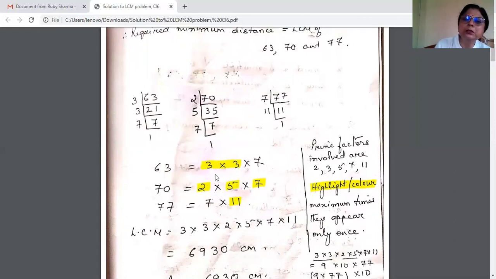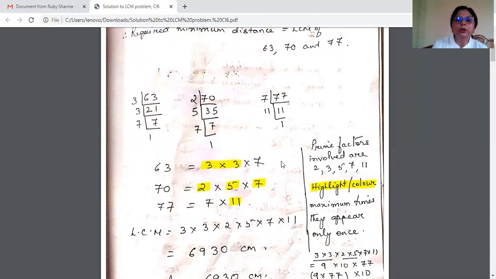I have arranged it as a product of prime factors. That is prime factorization: a number expressed as a product of prime factors. So this is 3 into 3 into 7, and it is correct also, isn't it? 3 3s are 9, 9 7s are 63. So this is the prime factorization of 63. The 3 prime factorizations I have done and written.